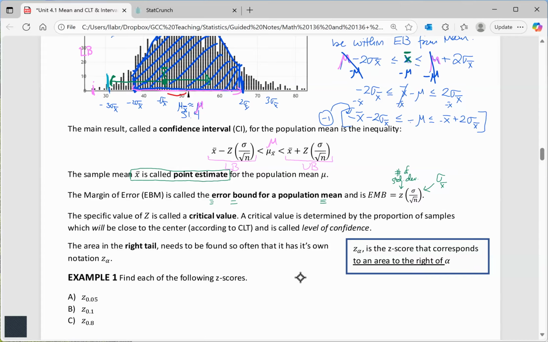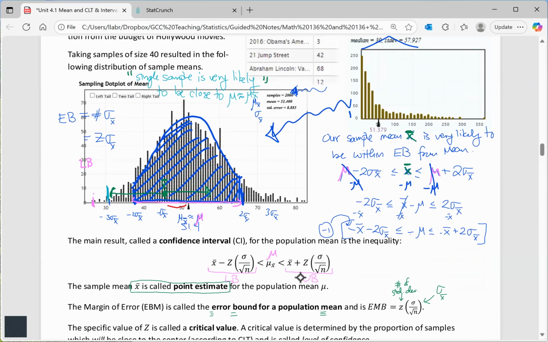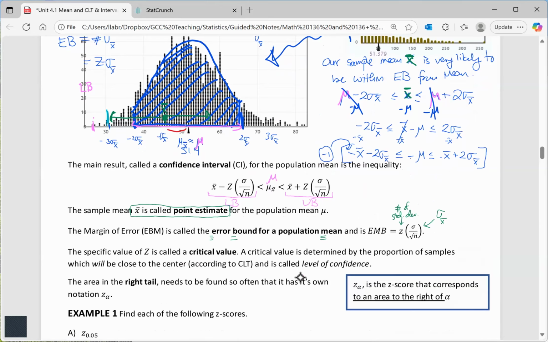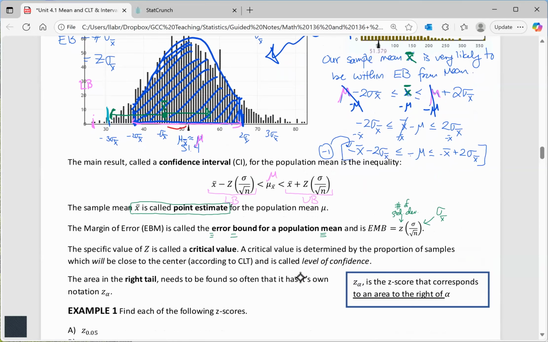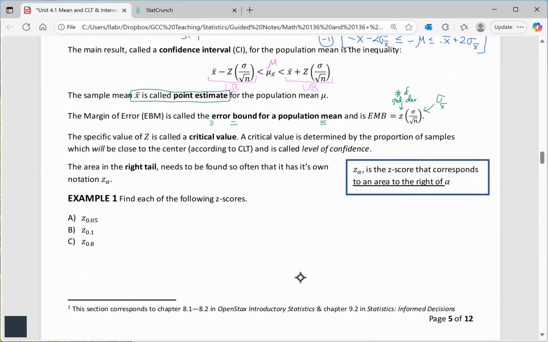So before we go any further, let's go ahead and find what are called critical values. The specific values, the specific number of standard deviations that you want to move, is called the critical value. The reason for that is that it's how far you can go from the center before you aren't close enough. So let's go ahead and see an example.